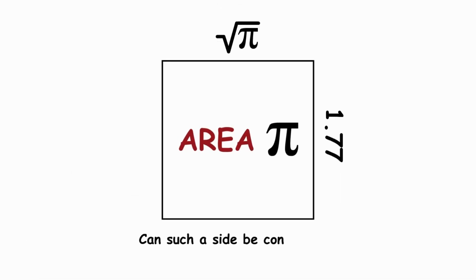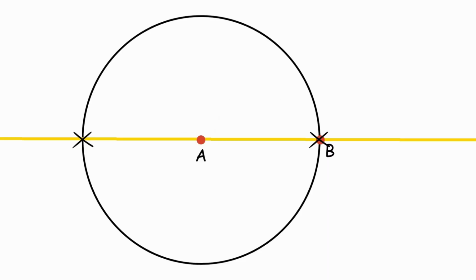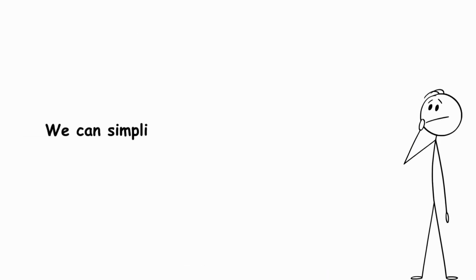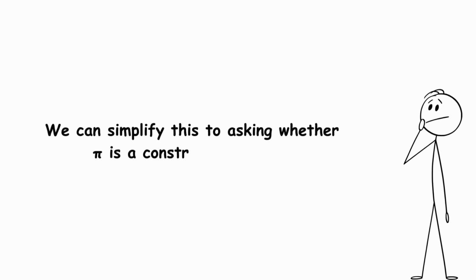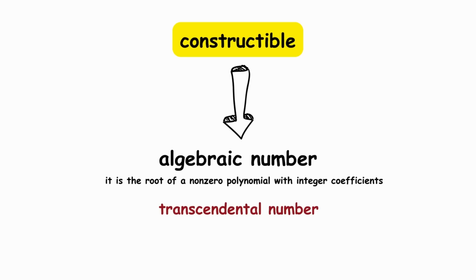Can such a side be constructed? In other words, is square root of pi a constructible number? Using known compass and straight edge constructions, we can simplify this to asking whether pi is a constructible number. In order to be constructible, one condition is that it must be an algebraic number, meaning that it is the root of a non-zero polynomial with integer coefficients, as opposed to a transcendental number, which is not.